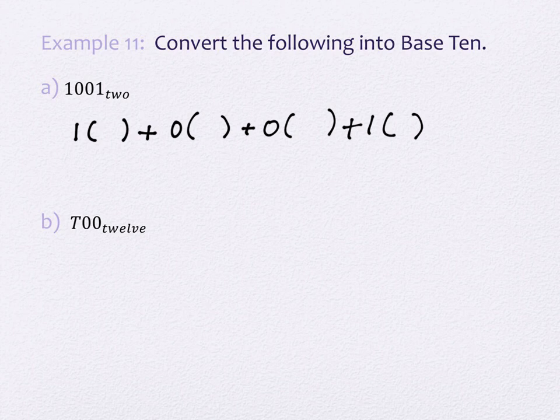Okay, but I'm in base 2, which means I'm doing powers of 2. Let's start on the right-hand side. The right-hand side is always the number 1. The reason that's the case is because anything to the power 0, like 2 to the power 0 in this case, would be equal to 1. So this is always the 1s place.